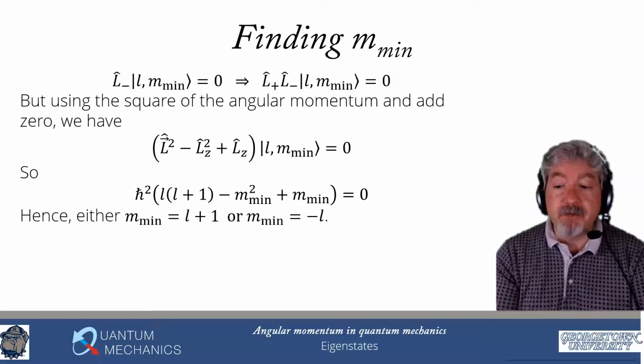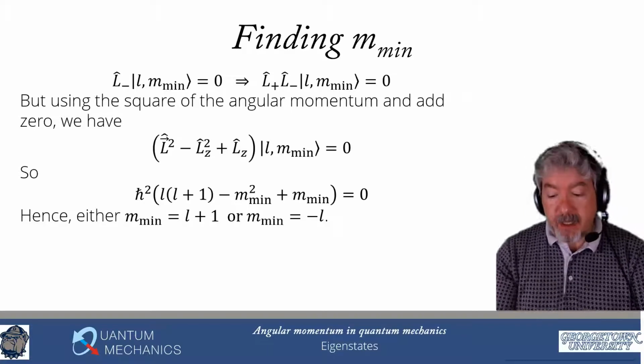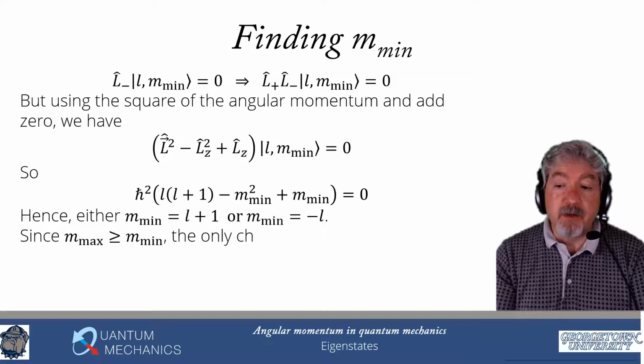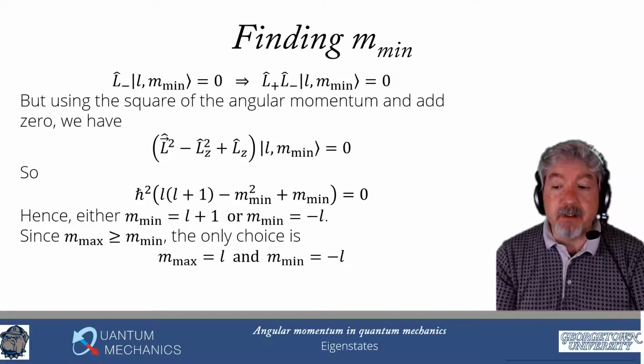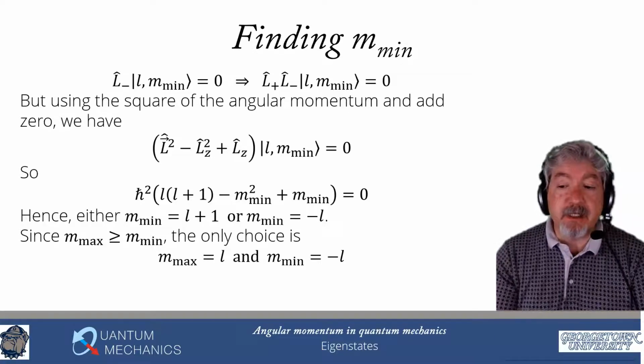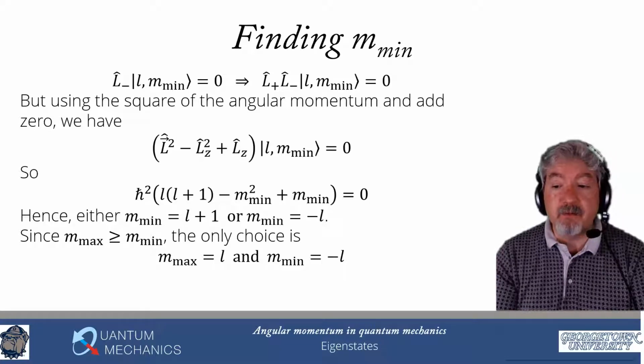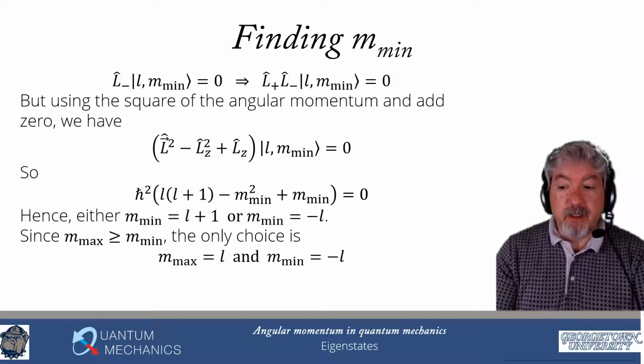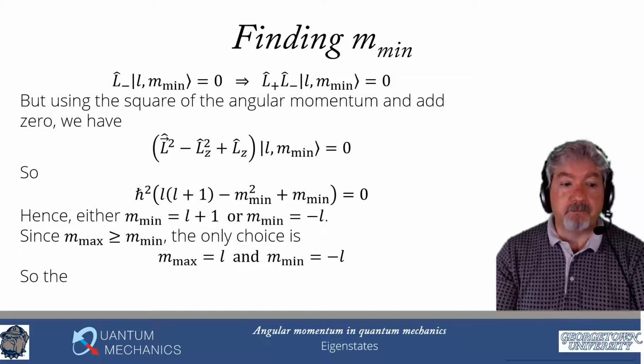Now, we only have to observe the fact that m min must be less than m max. And there's only one solution to these two equations using the fact that m max is bigger than m min, and that corresponds to m max equals L and m min is equal to minus L. So we've now determined m max and m min through this exercise.